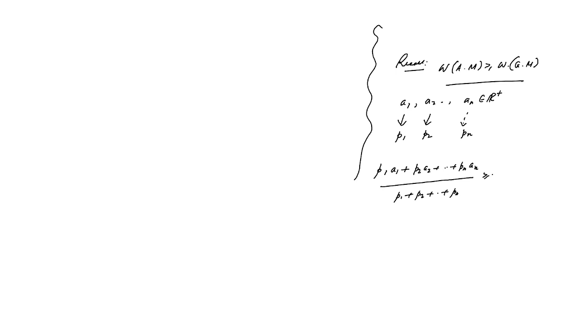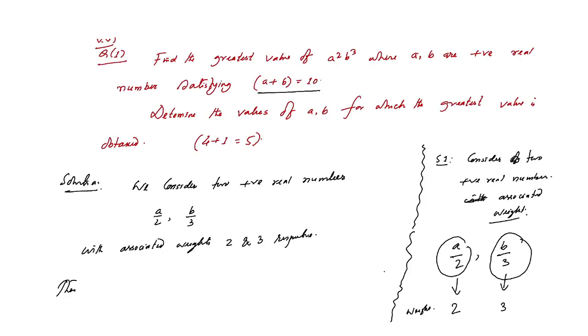that will be greater than or equal to (a1 to the power p1, a2 to the power p2, an to the power pn) whole to the power 1 by (p1 + p2 + pn). This is the result. So here you will see a by 2 and b by 3. The weight is 2, 3. So a1 is a by 2, a2 is b by 3, p1 is 2 and p2 is 3.